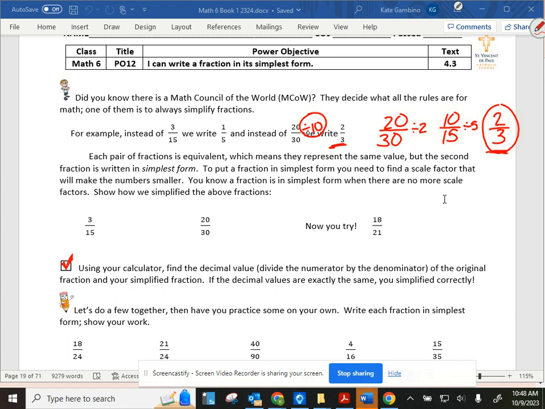Each pair of fractions is equivalent, which means they represent the same value, but the second fraction is written in simplest form. To put a fraction in simplest form, you need to find that scale factor that we worked on in our last objective that will make the number smaller. You know a fraction is in simplest form when there are no more scale factors. So show how we simplified the above fractions.